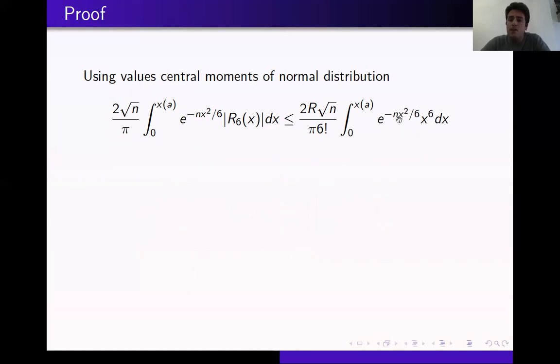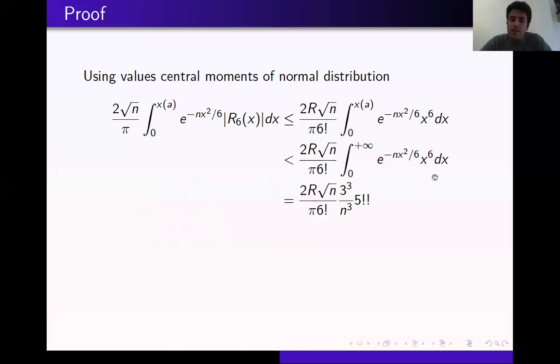Now this function inside the integral is a non-negative function. Therefore, this is upper bounded by the integral from 0 to infinity, extending the interval there. And now this is, of course, basically a central moment of the normal distribution, the central moment of sixth degree. So this can be explicitly computed really easily with a closed formula, which is exactly 3 to the 3 divided by n to the 3 times 5 double factorial, which is 5 times 3 times 1.